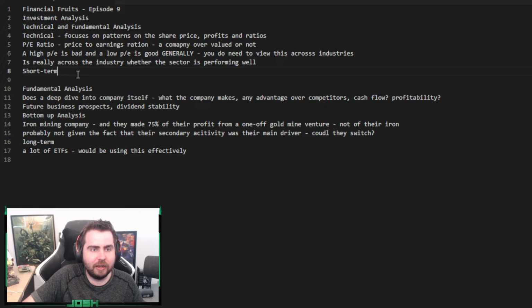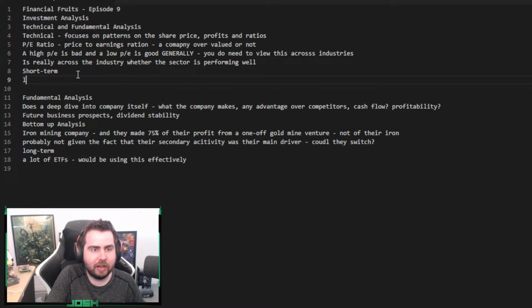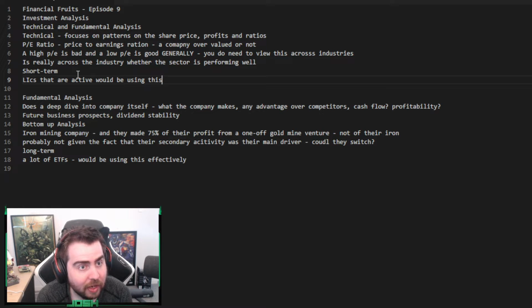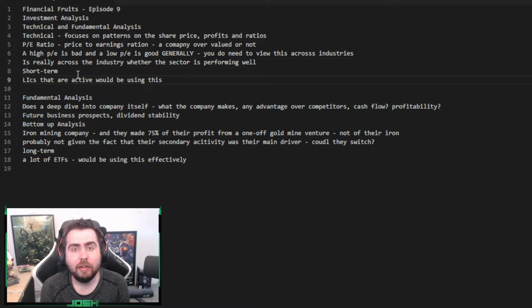And a lot of LICs, or listed investment companies, that are active would be using this. So you can see the different investment analysis and where some of them can be right and some of them can be wrong. This is more of a subjective thinking because everyone has their own opinion, their own thoughts at the same time.